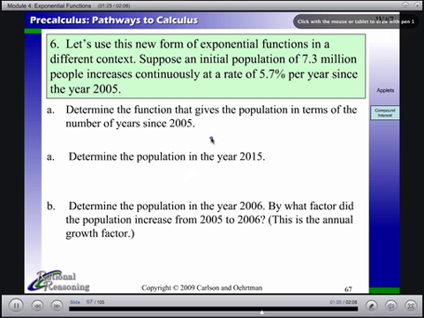First of all, the rate is 0.057, not 0.57. Oh yeah, it's 5.7%. The percentage was a little off. The function gives the population as a number of years since 2005. Let's call it f of t, equals 7.3.